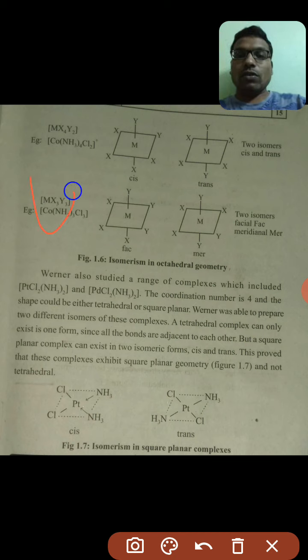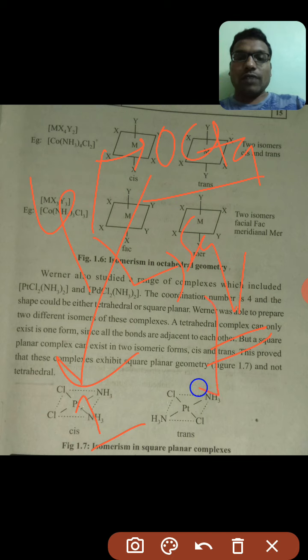Next we'll go for the coordination number 4. If the coordination number is 4, the geometry may be either octahedral or square planar. In the octahedral we cannot see any isomer, there is only one structure. But in the square planar we can see two isomers, one is cis and the other one is trans.